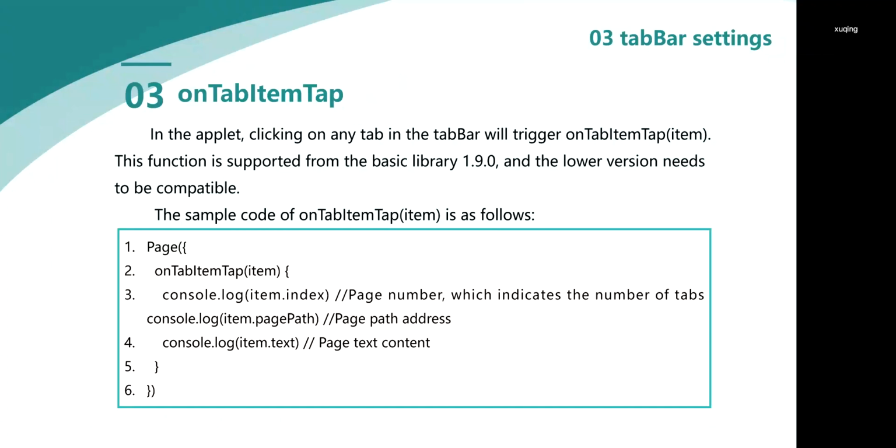Yeah, you see we have this on tab item tab. We just print out in the console the item index, the index of the item. We can also, here, print out the page path and the text.